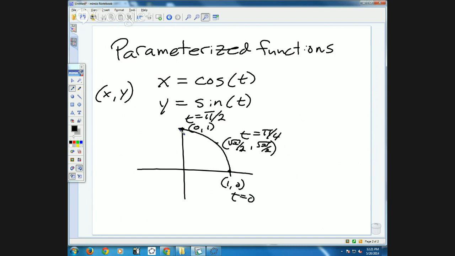And we could keep doing that. We could pick another value for t. But one thing you'll notice is when you go from point to point and you watch what t is doing, the parameters trace out the curve. So one thing we can do with parameterizations is we can trace curves.